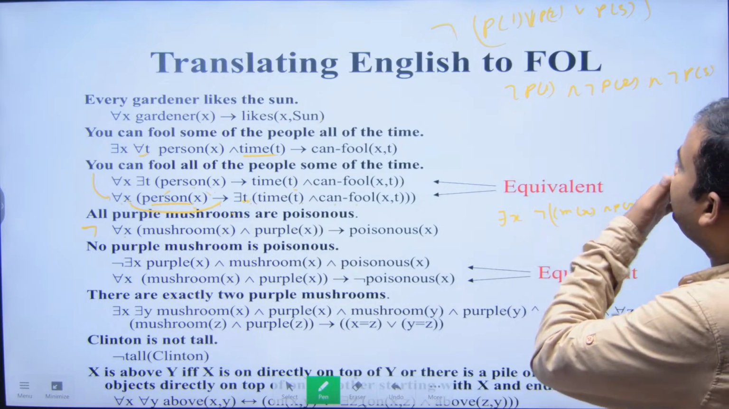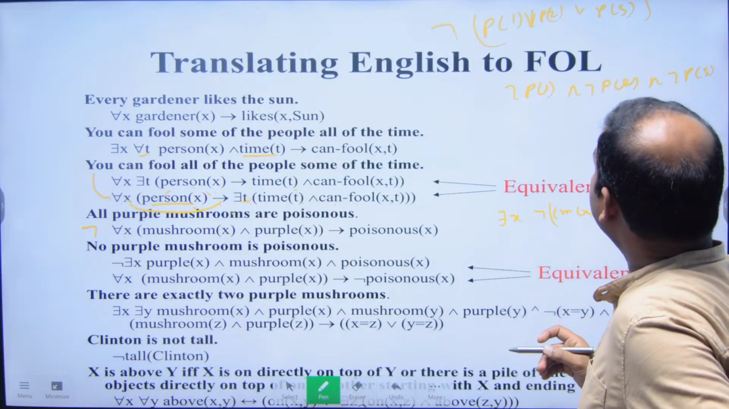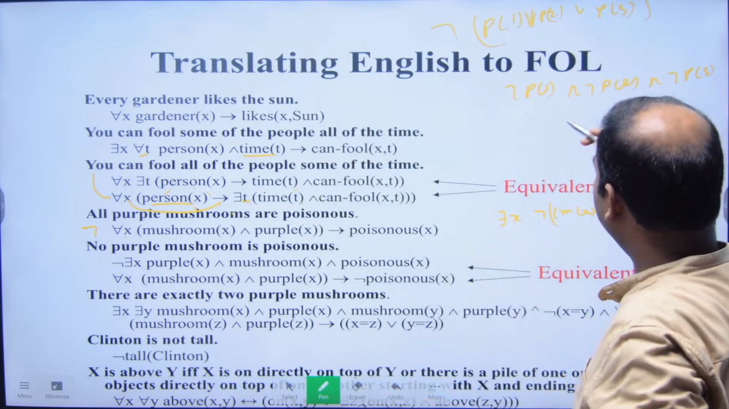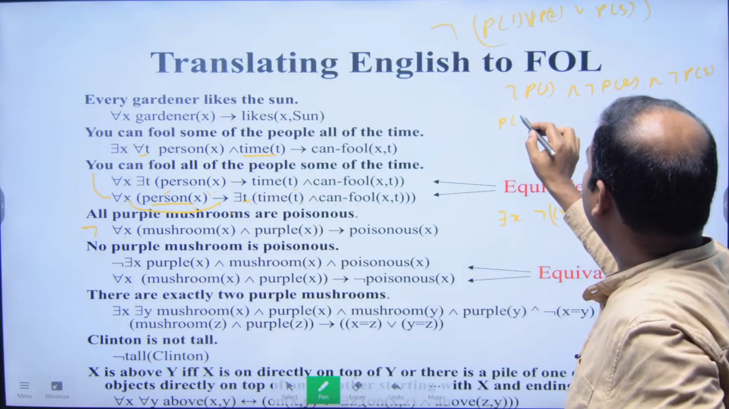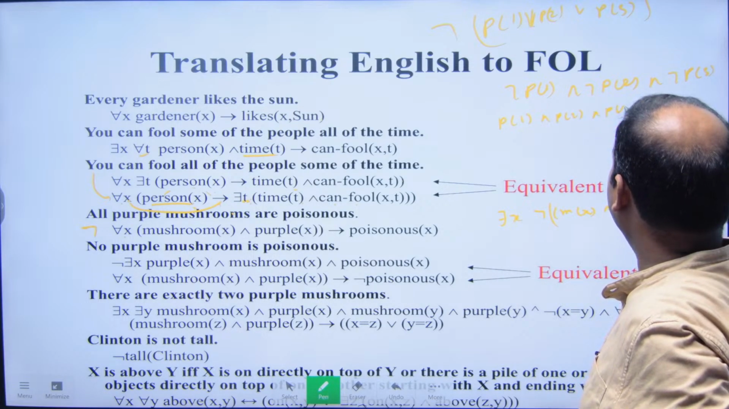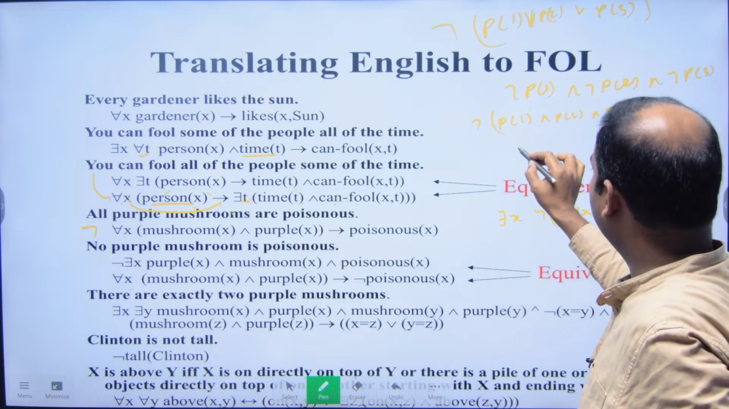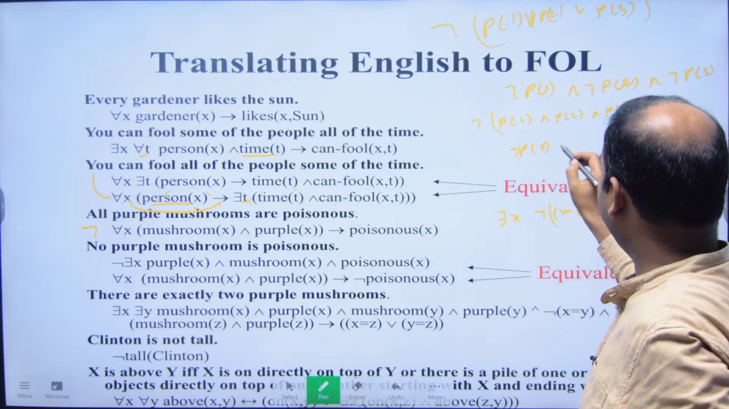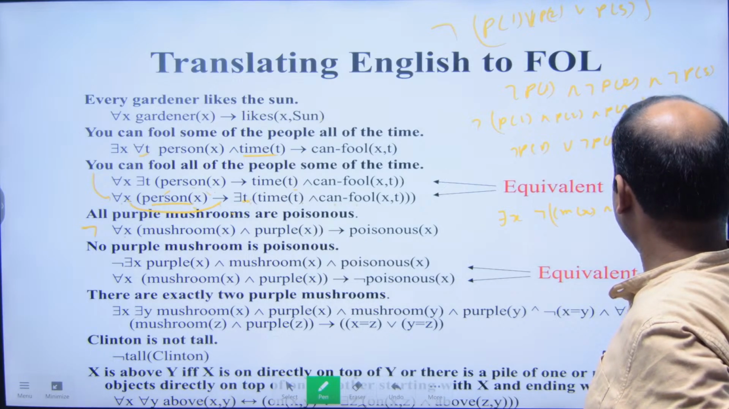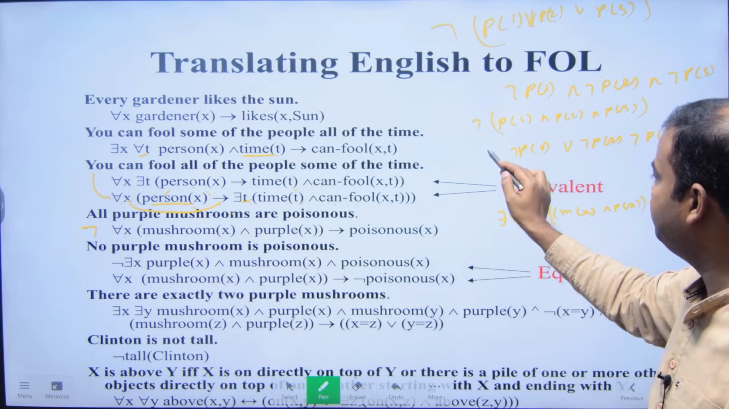Now if P is what? P is intelligent. Similarly this is also correct: P1 and P2 and P3, the not of this is what? Not of P1 or not of P2 or not of P3. This is correct, both are the same.